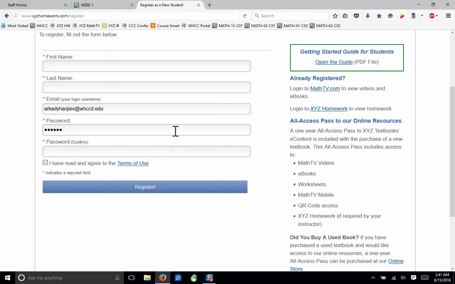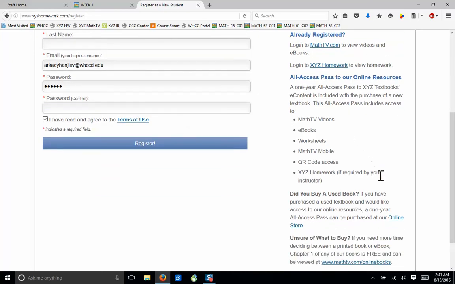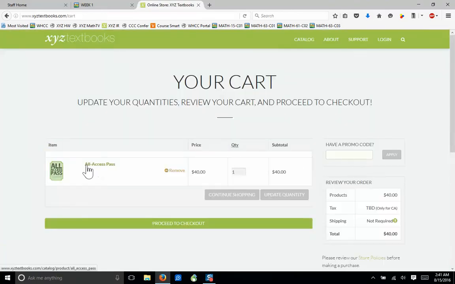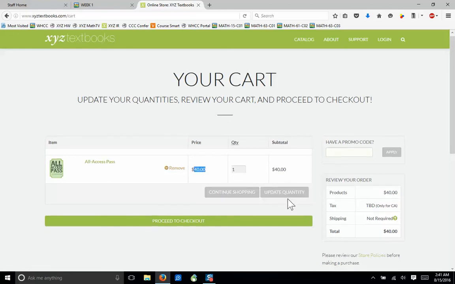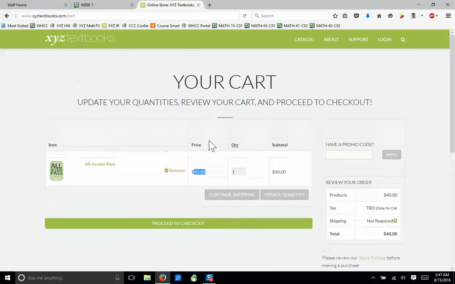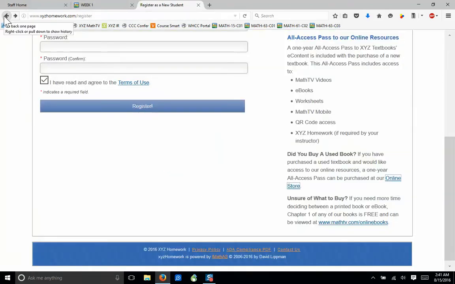Eventually, if you want to stay in the class and you don't want a textbook, what you do is come down here and click over here, online store, and it's going to be an all access or all year access for $40. Click proceed to checkout, and then you'll be given a little code that you need to plug in. At that point, you have 12-month access to this. Let me go back real quickly here.